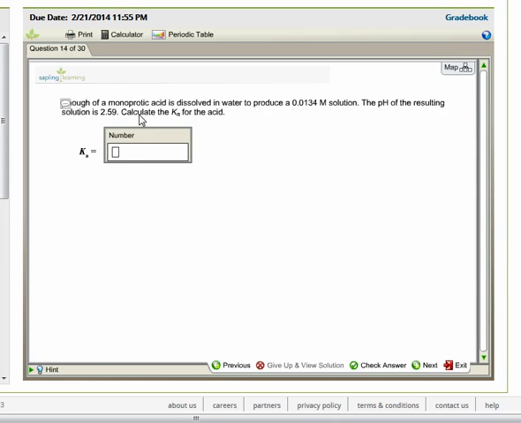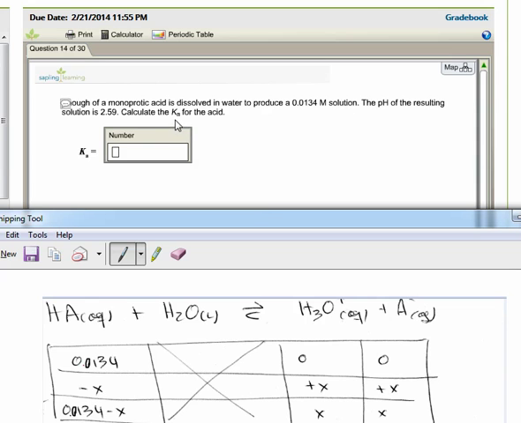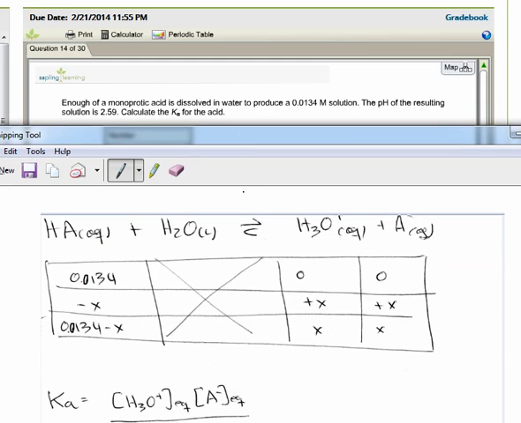In this problem, we're told that enough of a monoprotic acid is dissolved in water to produce a 0.0134 molar solution. The pH of the resulting solution is 2.56. Calculate the Ka for this acid. So we are given the initial concentration, and we're given information to find the final concentration of our hydronium and our conjugate base. So it's clear we're going to use an ICE table.